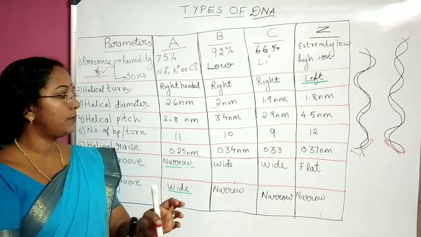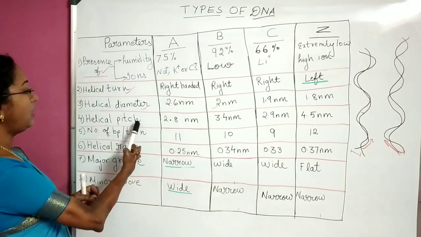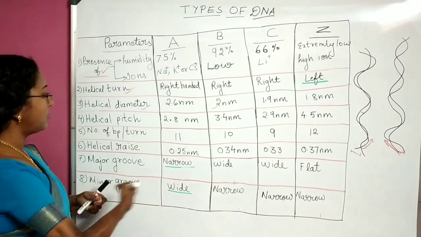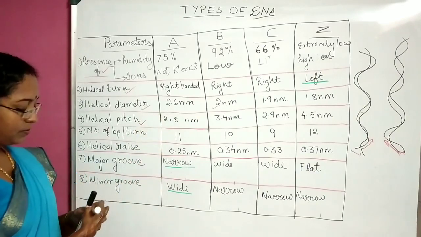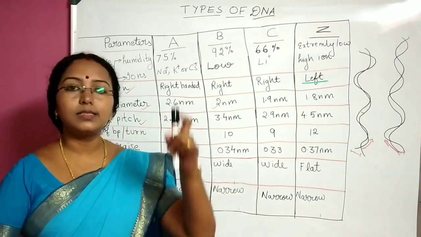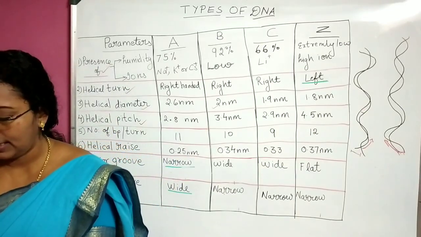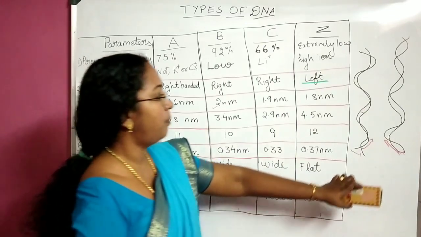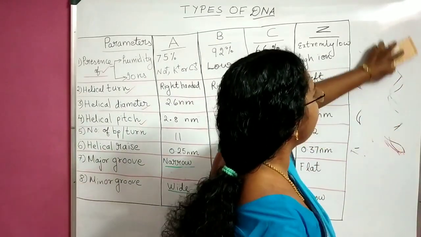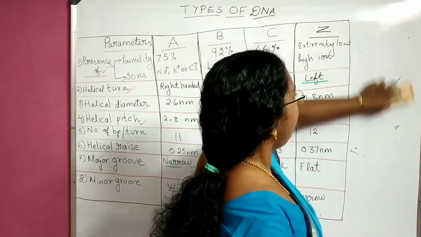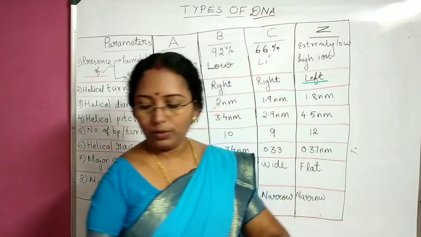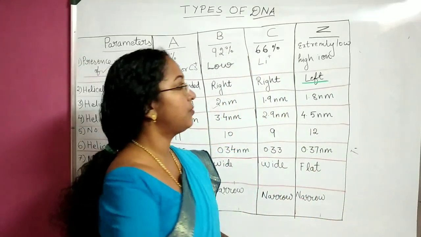That point is clear. Now next one, coming to the helical pitch. So what is this helical pitch? That is the distance of one turn. Actually, these points were dealt with in the previous session in detail. Anyway, I'll just tell you what is that pitch of the helix.